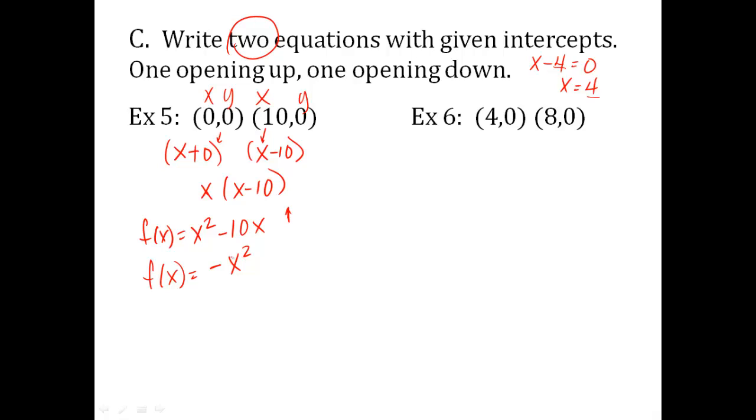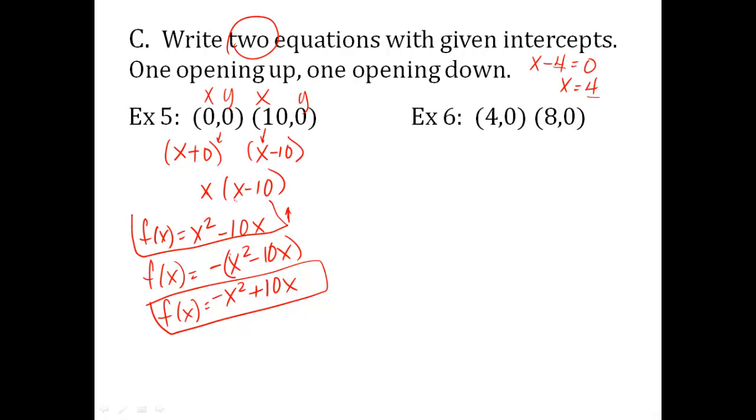I distribute a negative 1 across all of this, so I end up with negative x squared plus 10x. This is my second equation. All right, so I have two answers here. That one opens up, this one opens down, and I'm finished. All right, let's try another one of these.